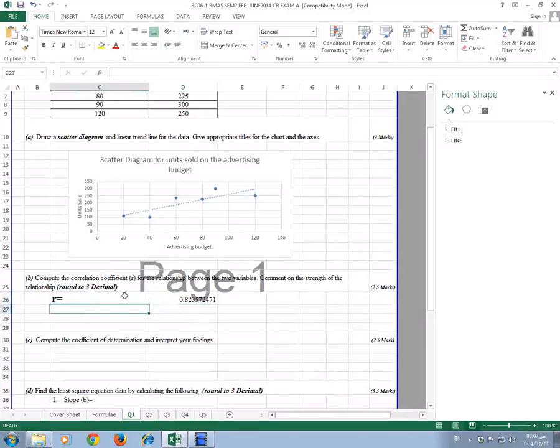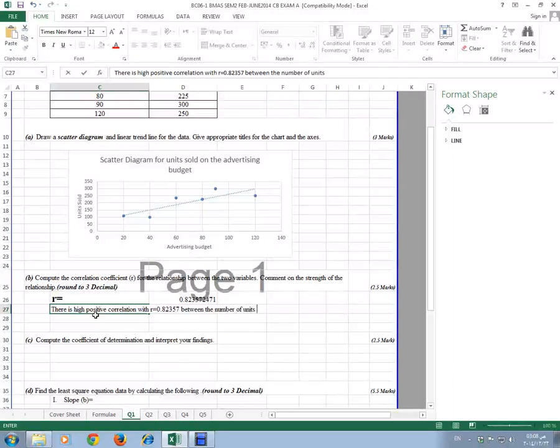Now we can comment on this relationship. There is a high positive correlation with R equal to 0.8237 between the number of units sold and advertising budget.